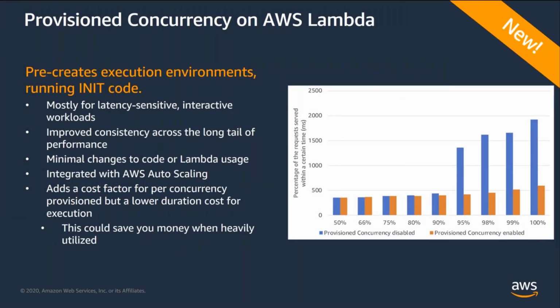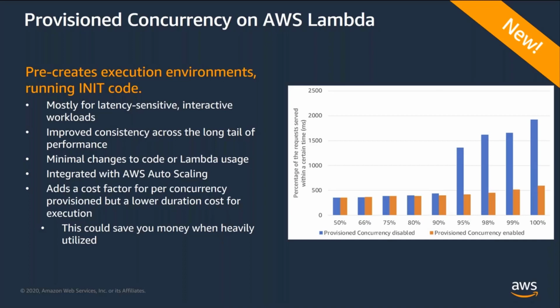Provisioned concurrency is a new feature announced last year during reInvent. This works by pre-creating execution environments ahead of usage, all the way up to running the init code. It's really easy to use. All you need to do is specify the capacity, in other words, the number of execution environments, and when you want to use them.